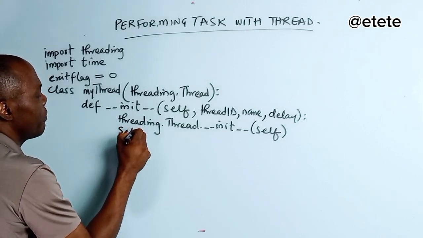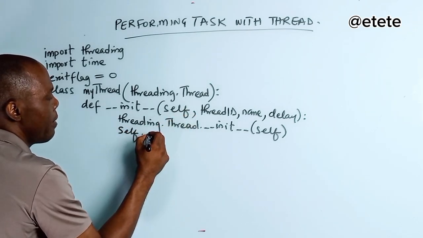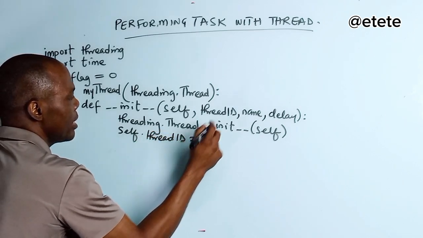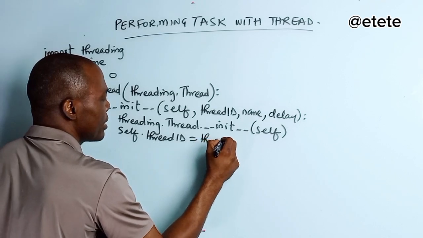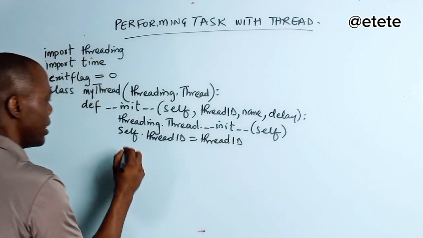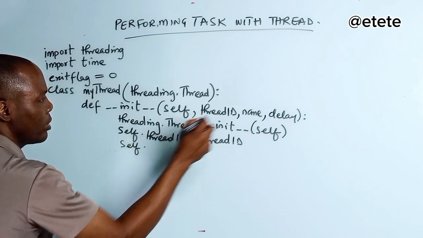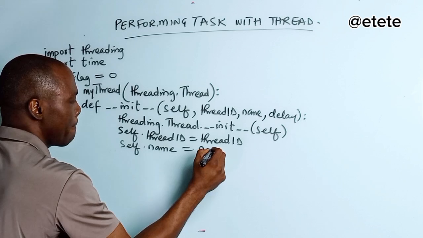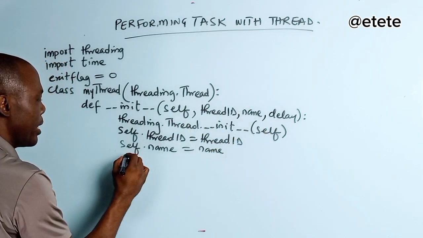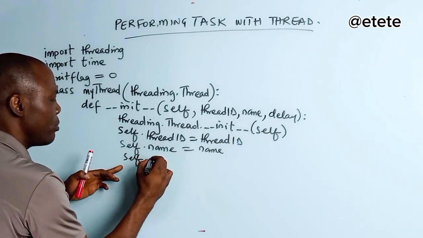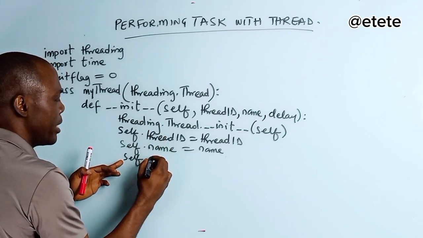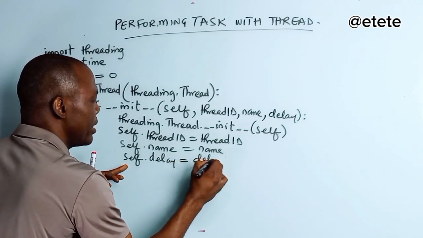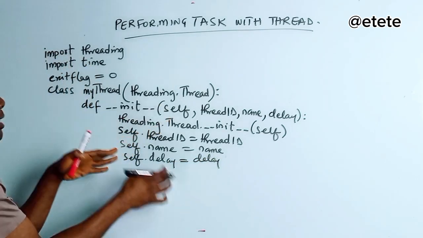Then I will say self.thread_ID, and I will assign thread ID to it. Then here I will say self.name, and I will assign name to it. So I'm creating the attributes of my thread. Self.delay, and I'm going to assign delay to it. Okay, so I have created this attribute.